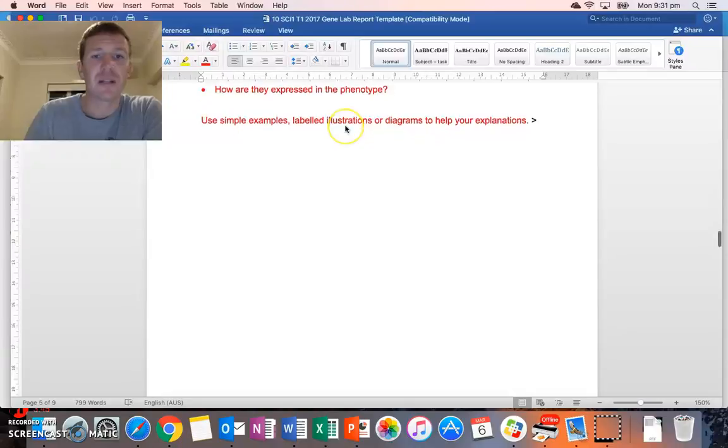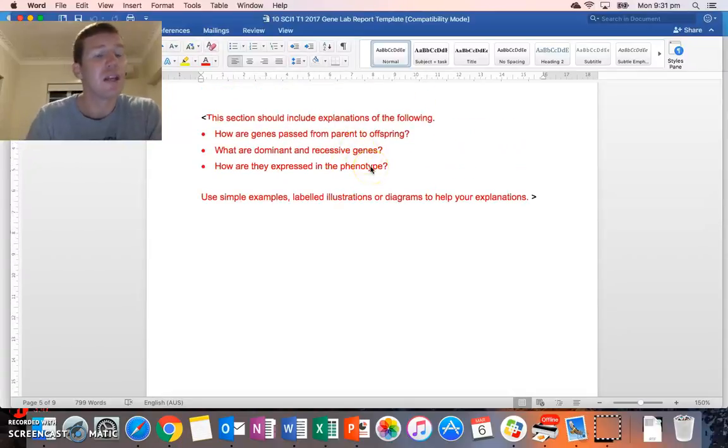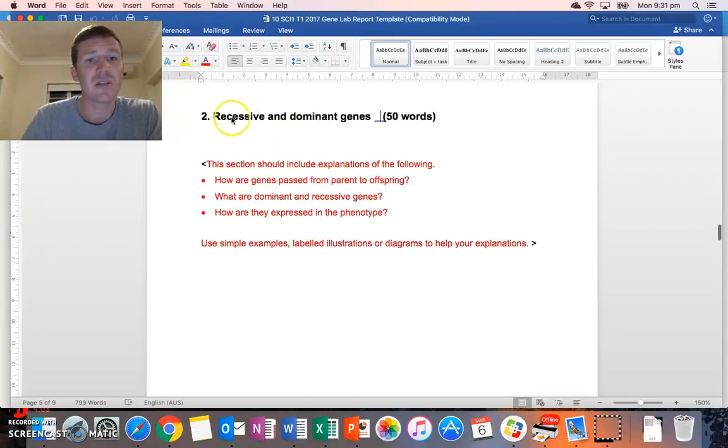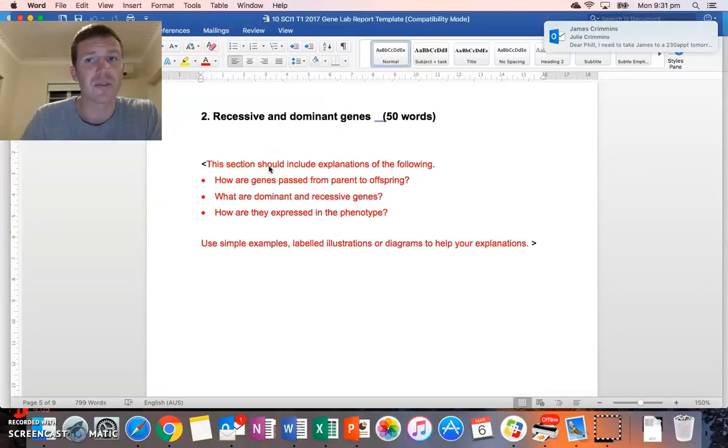Use examples, labels, illustrated diagrams. If you're going to use a diagram, fantastic. A picture is worth 1,000 words, but don't just plonk it in there. It's not for art. If you're going to use it, pick one that illustrates something that you're talking about and refer to it. And finally, this section needs to be heavily supported by references.